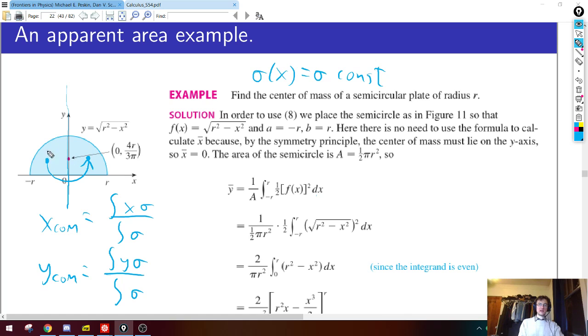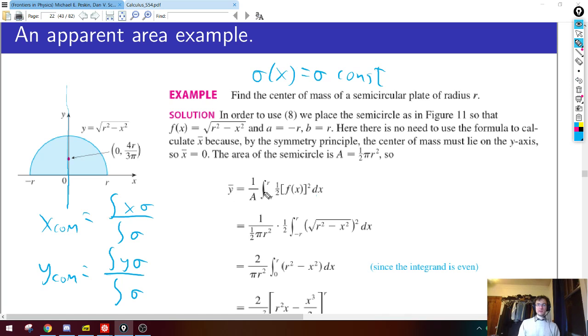There's no way the center of mass could be anywhere off of this line, because then the center of mass would move when I applied the symmetry transformation. But we know the whole picture has to stay the same when you apply a symmetry transformation, by the definition of symmetry. So actually that makes the problem much easier, because you don't have to find the x part of the center of mass, you just find the y part. So we'll just do that.